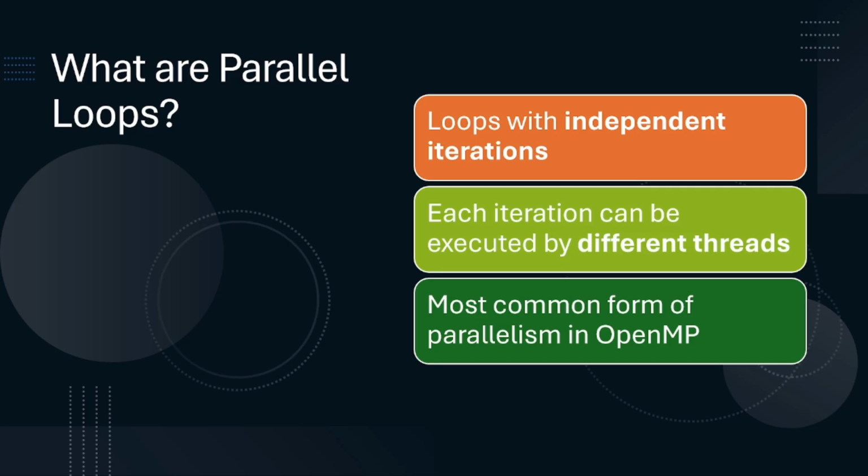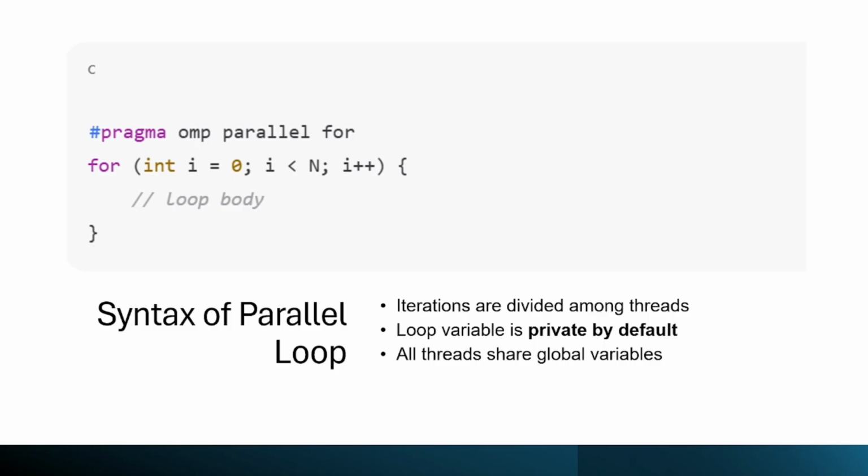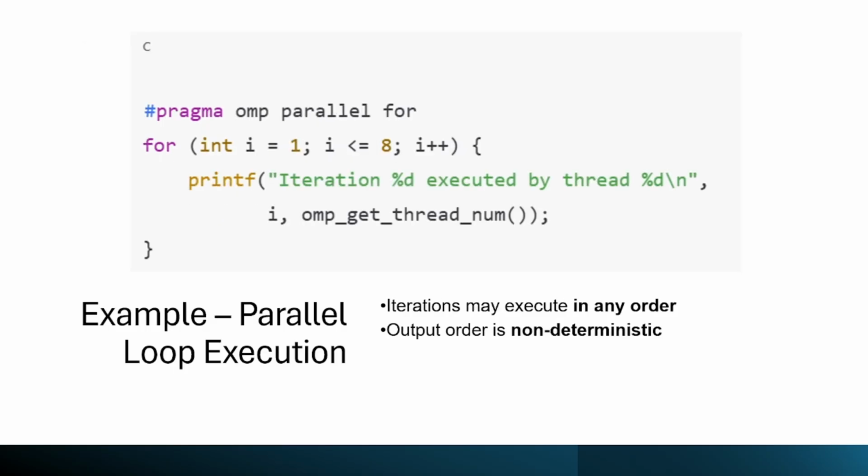So what are parallel loops? Loops with independent iterations, where each iteration can be executed by a different thread. The most common form of parallelism in OpenMP is the parallel loop. The syntax is pragma omp parallel for, and the iterations are divided among threads. The loop variable is private by default. All the threads share the global variables.